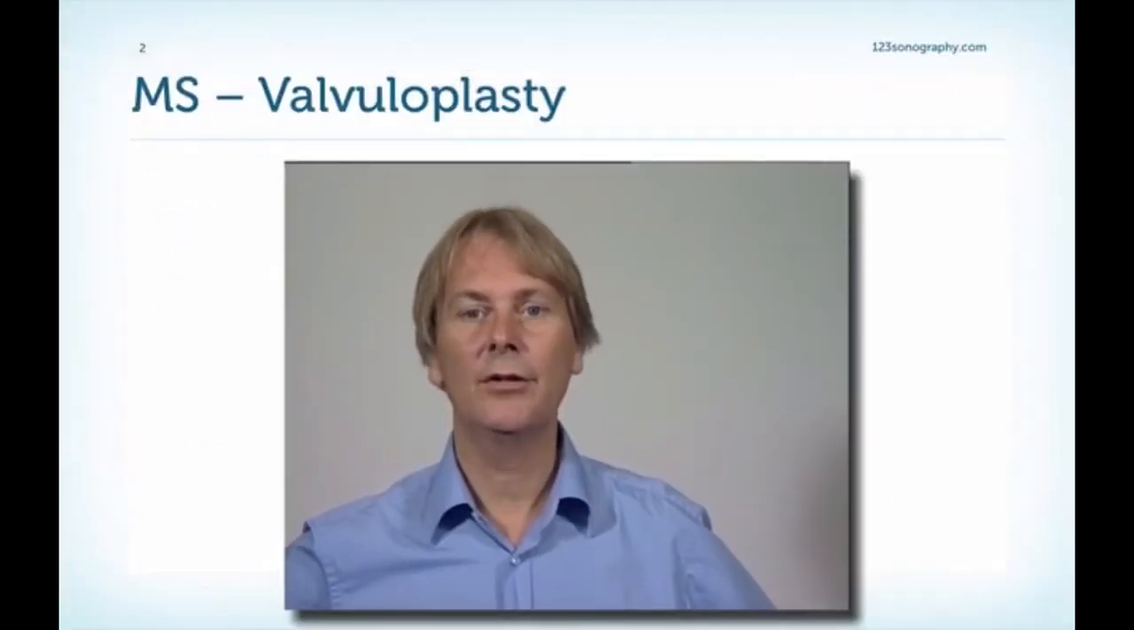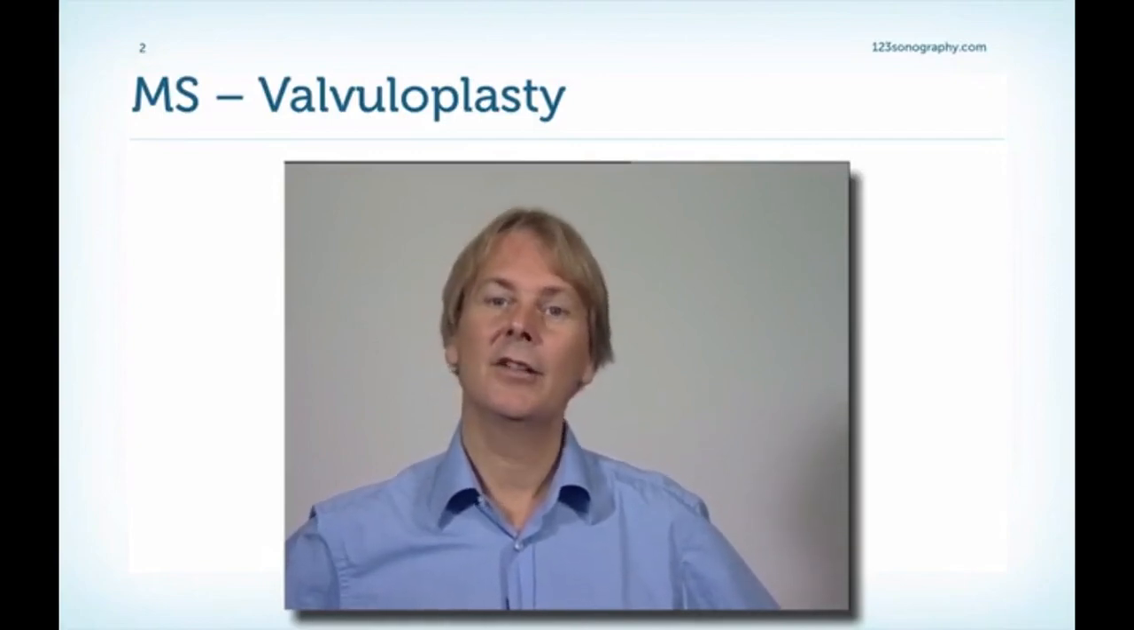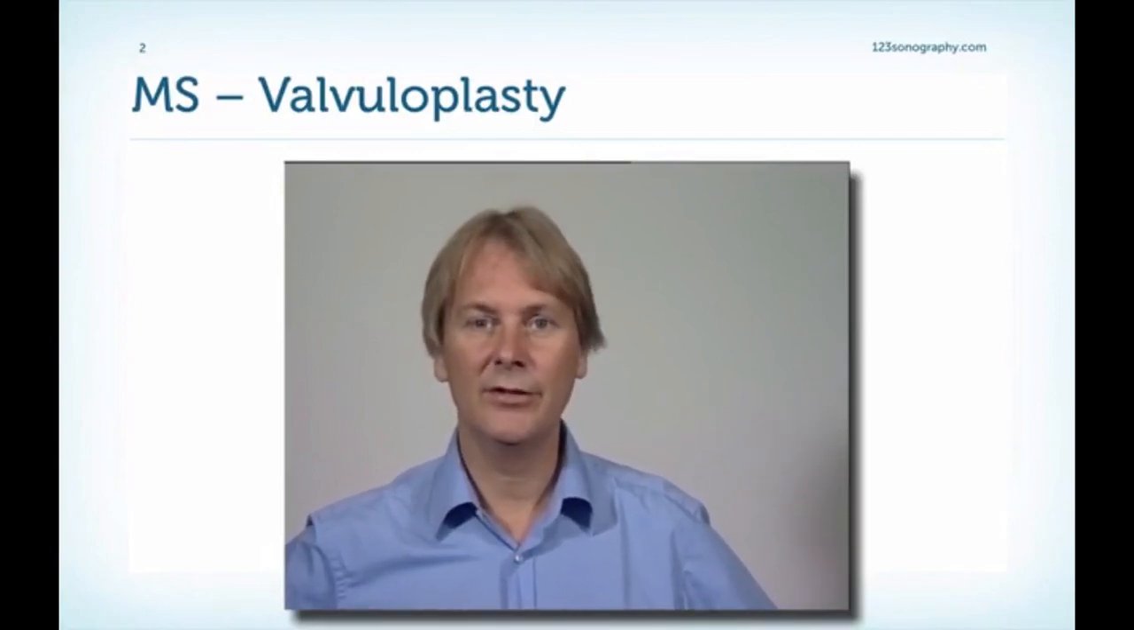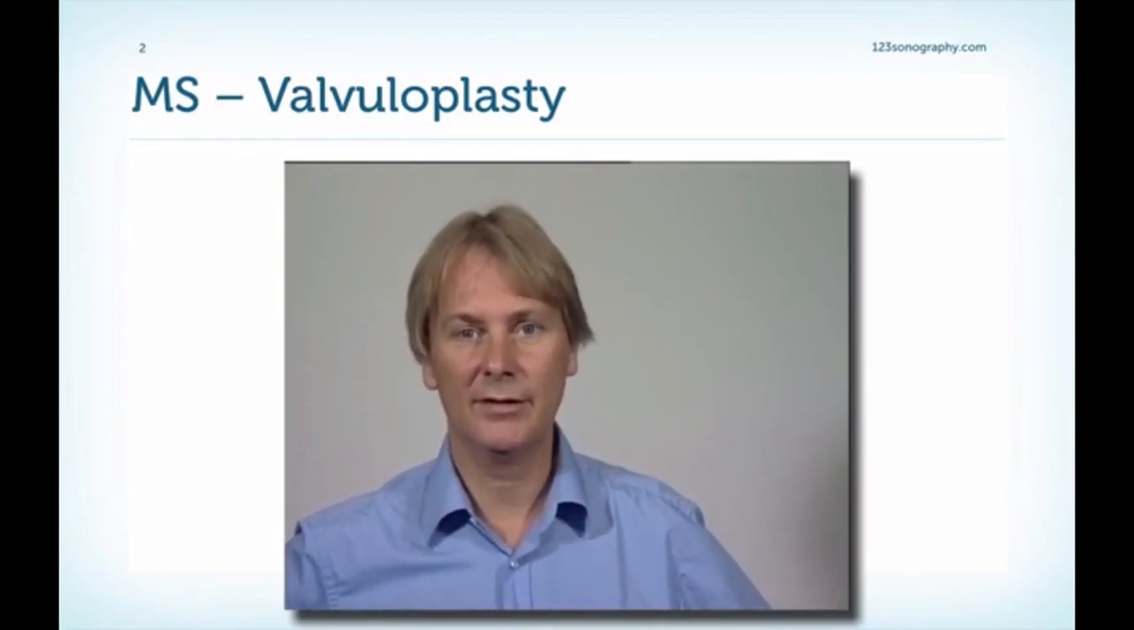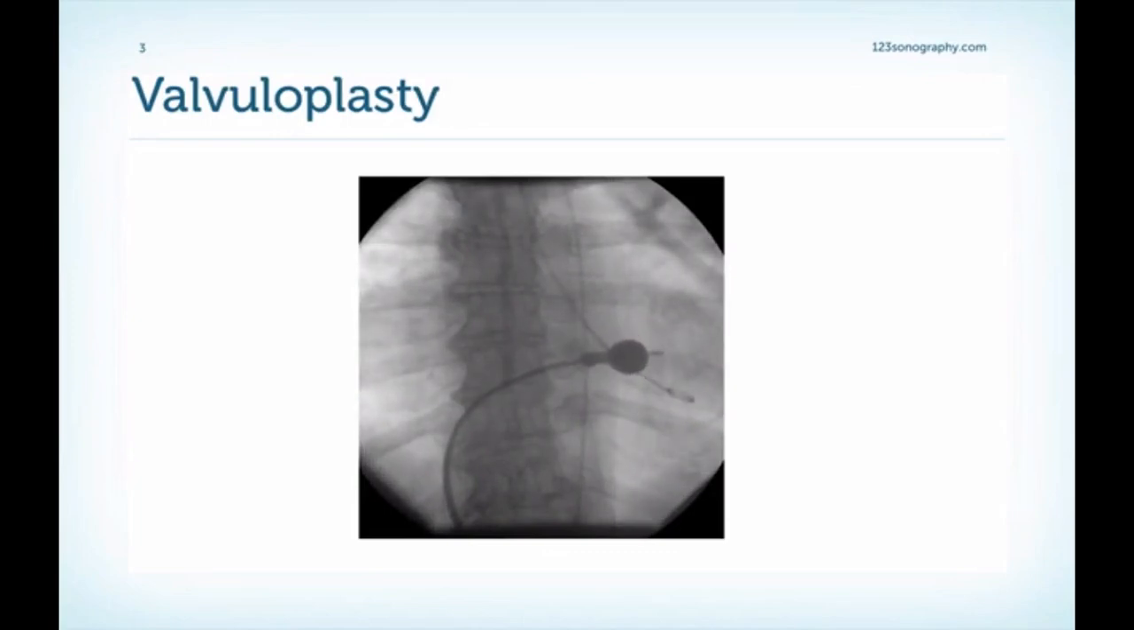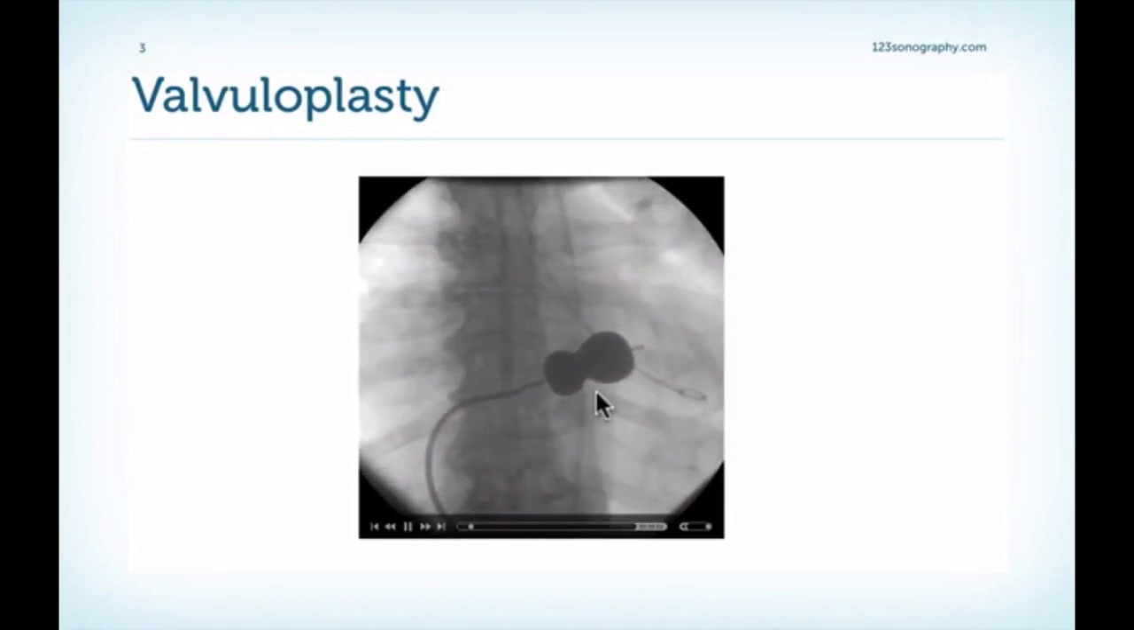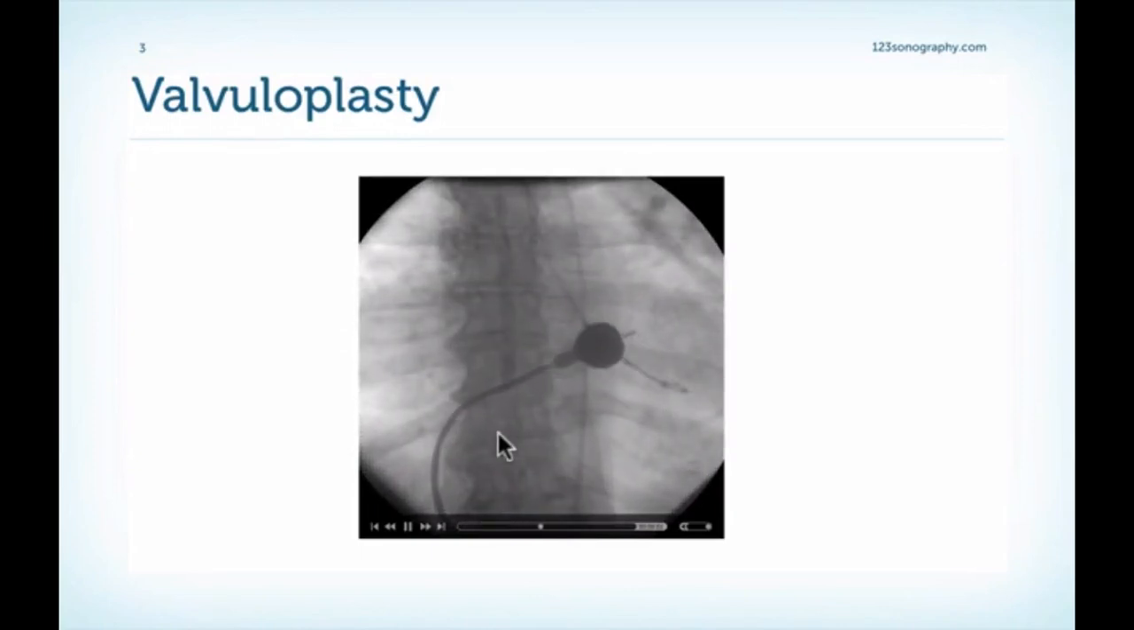We already saw that echo helps us to make the diagnosis, and it also allows us to quantify the severity of mitral stenosis. Now I'll show you that it is also very important to decide how we can treat the patients. Valvuloplasty is a method where we use a special balloon, a so-called Inoue balloon, to expand the mitral valve. This balloon is placed via a transvenous approach into the right atrium, transeptally to the left atrium, and then into the mitral valve area. And by expanding, we kind of crush the commissures and thereby open up the mitral valve.